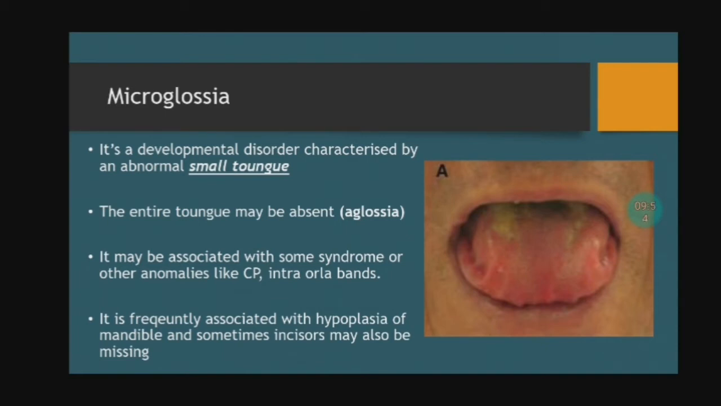So it's a developmental disorder characterized by an abnormally small tongue. The entire tongue may be absent, aglossia. It may be associated with some syndrome or other anomalies like cleft palate, intraoral bands. It is frequently associated with hypoplasia of the mandible and sometimes incisors may also be missing.